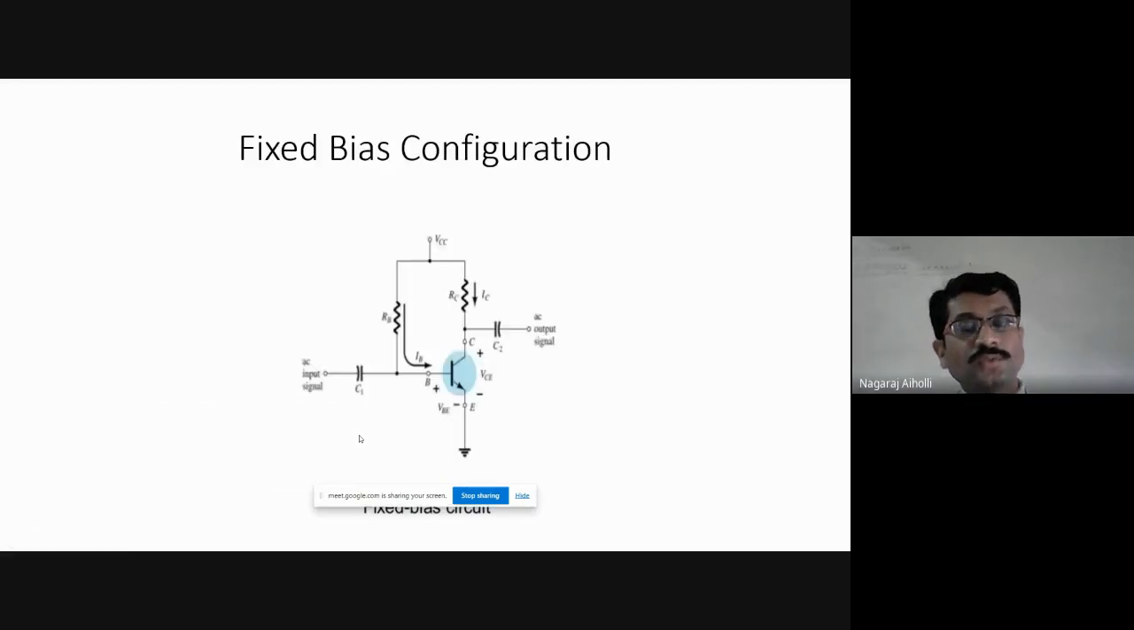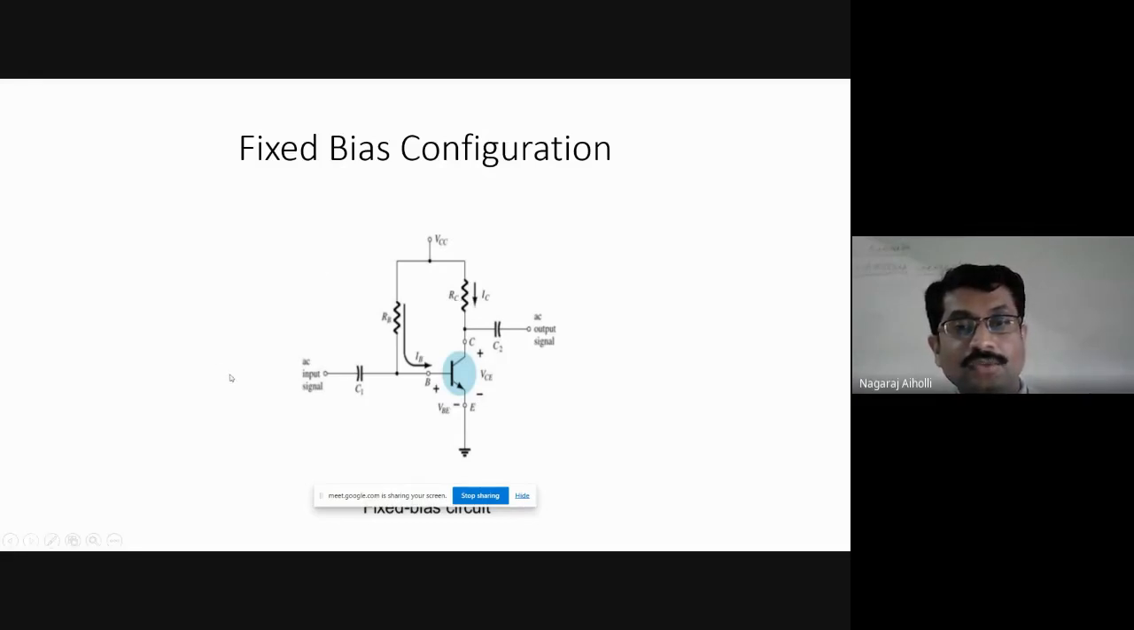Next, we will move on to the various configurations. There are different types of circuits considering the transistor. There is the fixed bias circuit, emitter bias circuit, voltage divider bias circuit, and collector feedback bias circuit. There are various types of transistor circuits. Let us study these different transistor circuits one after another. So this is the first among those circuits. It is called the fixed bias circuit or fixed bias configuration.